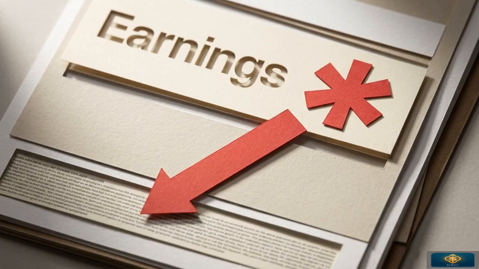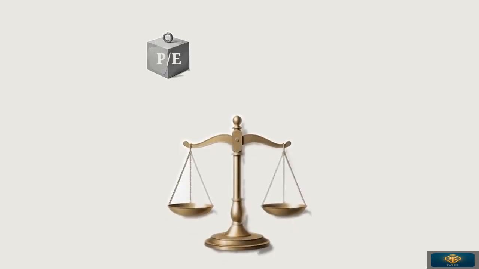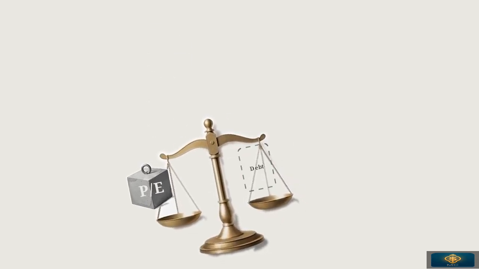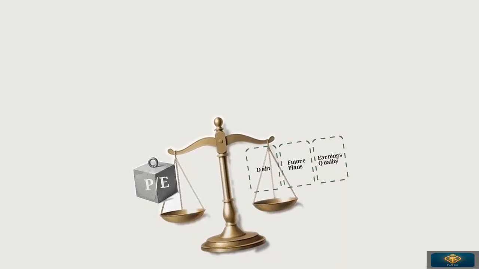Companies can use one-time adjustments to make their earnings look better than they really are, which makes a bad deal look temporarily cheap. Think of the PE ratio as your starting point. You need to weigh it alongside a company's debt and future plans before making a final decision.